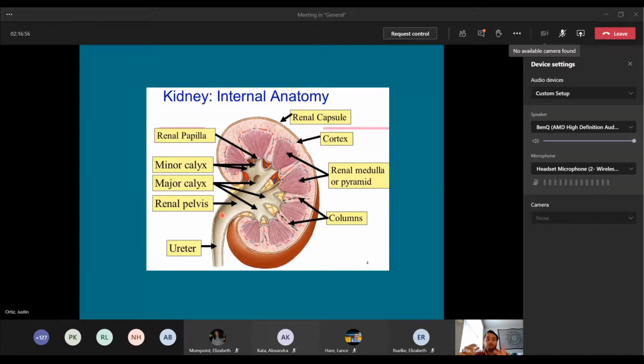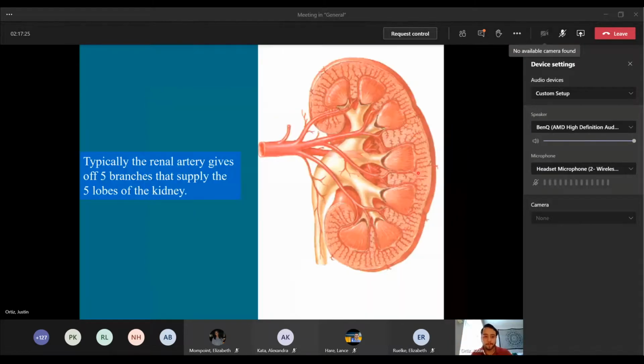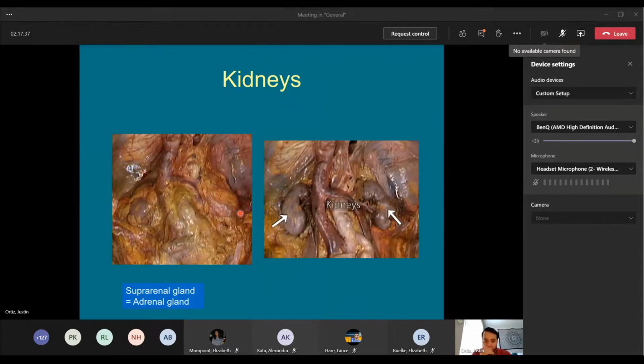So when your kidneys are filtering all this fluid, eventually the urine is going to go from the cortex, down the renal medulla and out the renal papilla, right? The urine comes out the renal papilla and into those minor calyxes. The minor calyxes then fuse and make the major calyxes, and then make the renal pelvis, and then the urine goes out the ureter, right? That's the order of how that goes. This I just highlighted what he said, but typically the renal artery gives off 5 branches that supply the 5 lobes, right? That's about it. Okay, so kidneys.